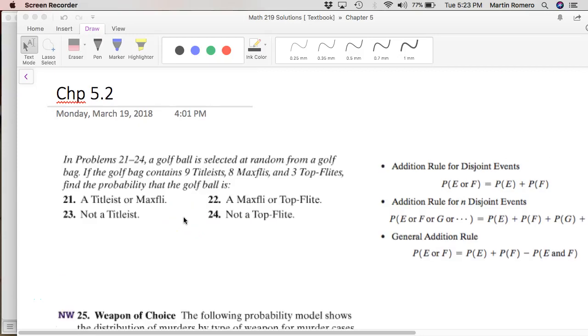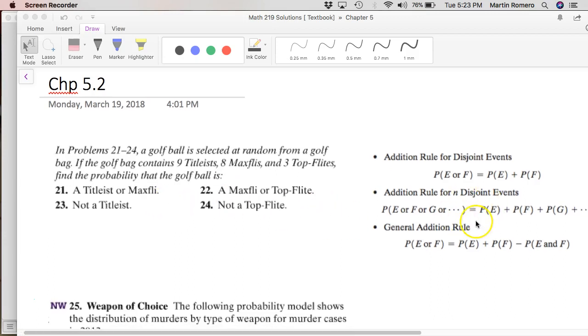These are the solutions for chapter 5.2 written homework textbook problems. First questions we're looking at are problems 21 through 24. They involve the same scenario. I've included here, you can see briefly, this is also in the formula sheet, in notes, and in the book.